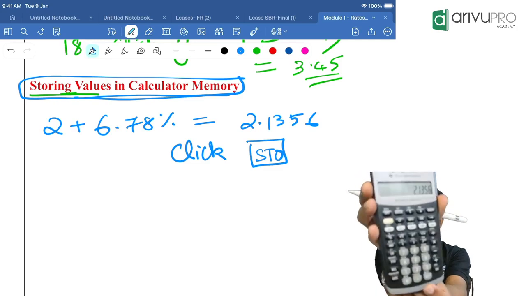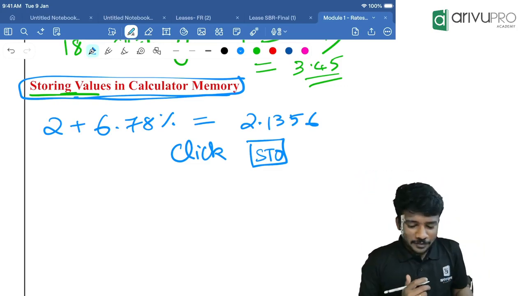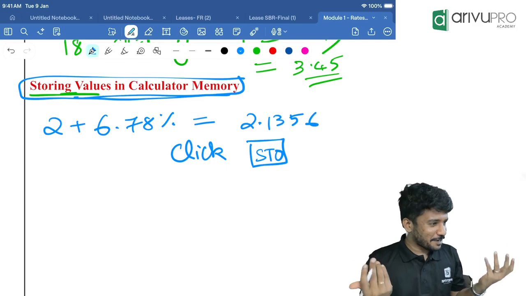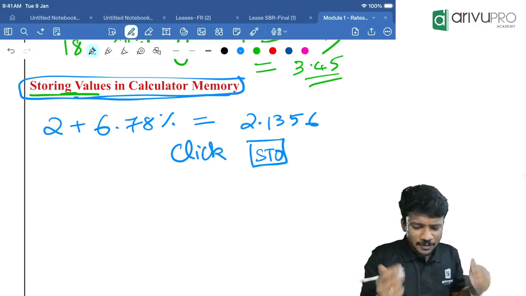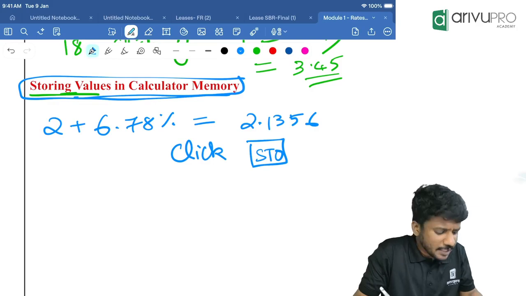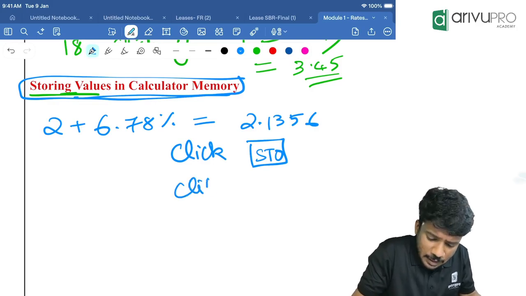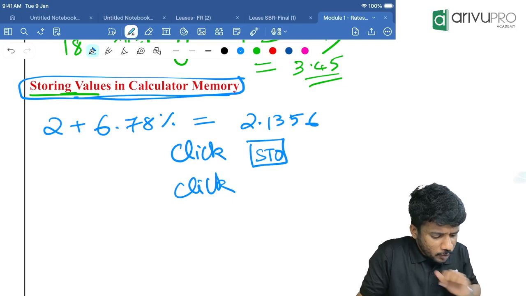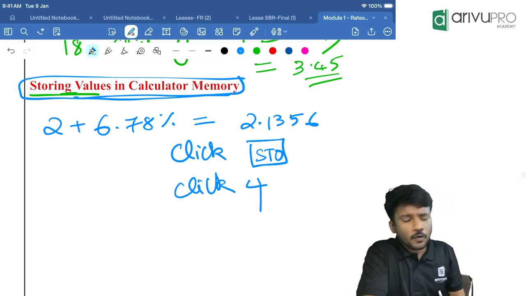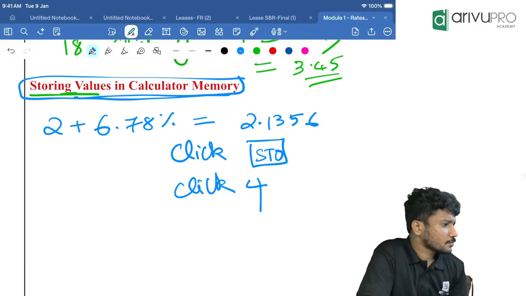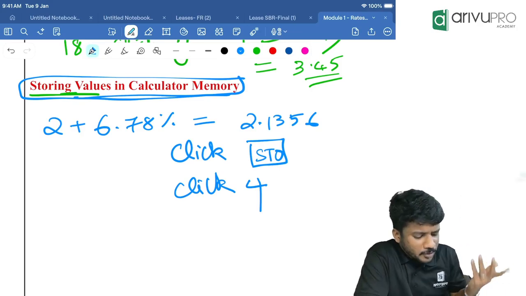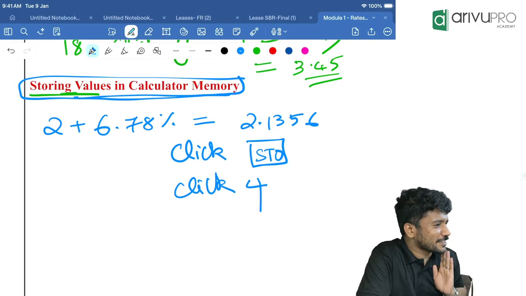Our number pad is there, right? Now, which is your favorite number? Any number can be a favorite number. You can save it anywhere. For example, after clicking the store button, if I click 4, what will happen? Nothing happened. It is still the same thing on your calculator.